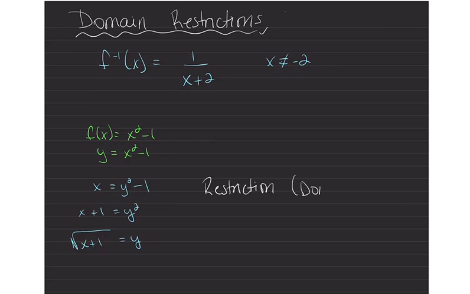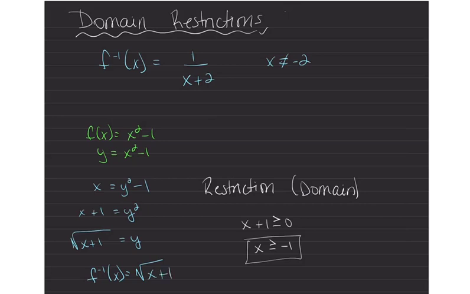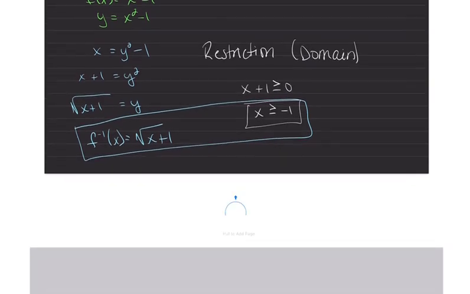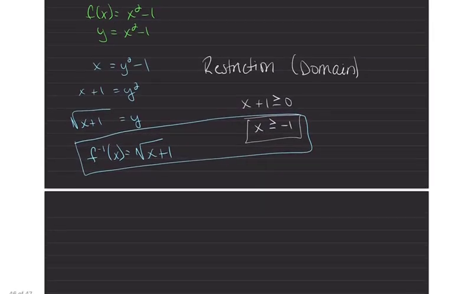So when it comes to that restriction, or we can even just say for our domain, right? We know that the part under the radical, x plus 1, has to be positive or 0, so it's got to be greater than or equal to 0. So what do we know? X has to be greater than or equal to -1. So our inverse is that square root of x plus 1, but we also know that x has to be greater than or equal to -1. Right?